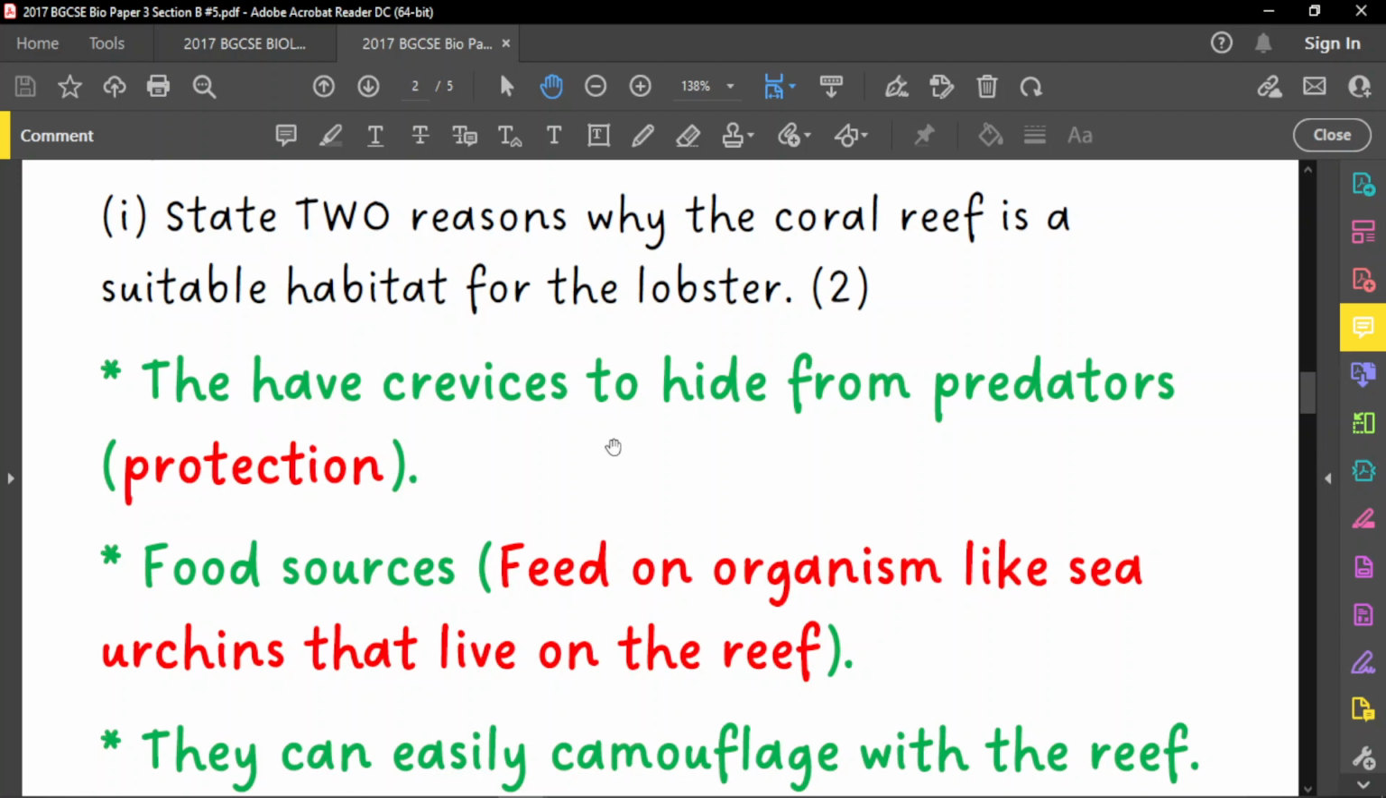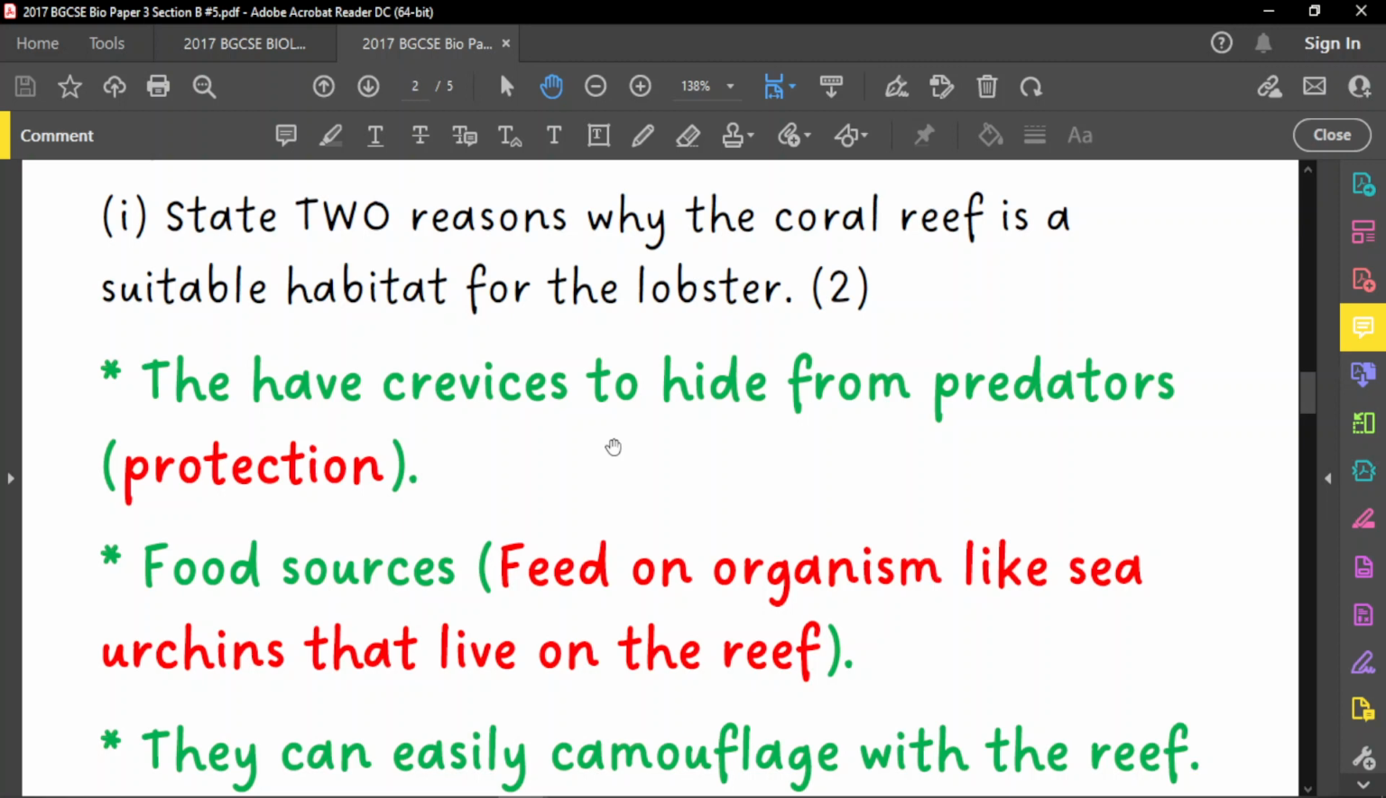So they can use the crevices within the coral reef, like small spaces, and looking at the rock structures, they could hide in those spaces. The calcified part of the coral reef, they could hide up in those little corners and little spaces, and predators won't get them. Also, on the coral reef, there are a lot of food sources as well.